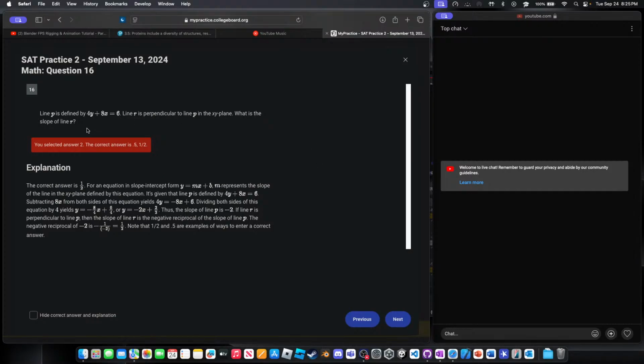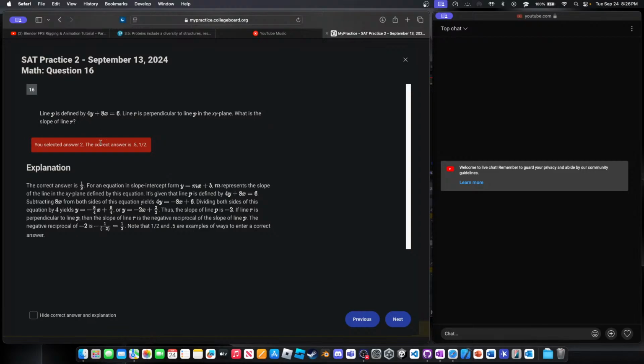Okay, so line P is defined by 4y plus 8x equals 6. Line R is perpendicular to line P in the xy plane. What is the slope of R? Well, first let's find the slope for 4y plus 8x equals 6 in the y equals mx plus b format. We're going to do 4y is equal to negative 8x plus 6. And then we're going to divide by 4, which we're going to get negative 2x plus 1.5.